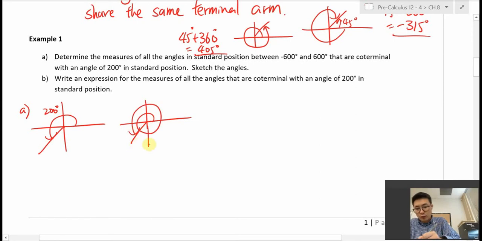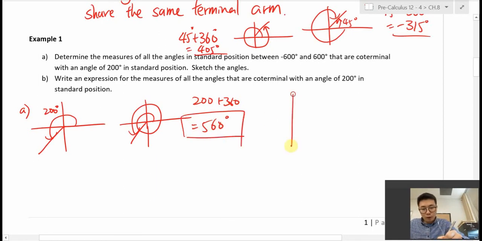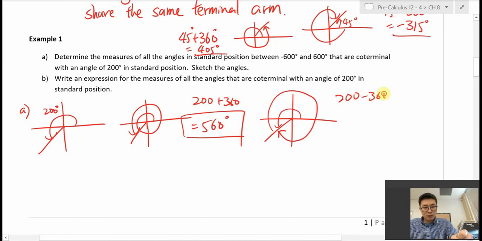So you go 200 plus 360, which is going to be 560 degrees. So that's a coterminal angle. Or you can go backwards. So 200 is not there, 200 is here. If we go backwards like that, we end up with the same terminal arm. You go 200 minus 360. This is negative 160 degrees. So that's another coterminal angle.